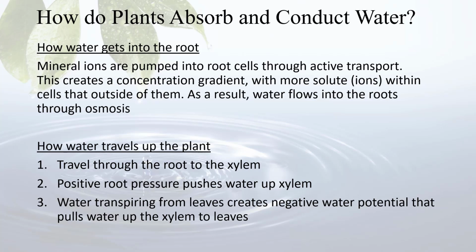Now, once it's in the root, that water makes its way to the xylem. And then there's a little bit of positive root pressure. So just the pressure of water in the soil and then flowing into the plant is going to create some positive pressure. Think of a hose that's going to push some of that water up into the xylem. And then the remaining way that the water is going to travel up the plant is through a negative water potential that is created from the transpiration of water from the leaves. When we talk about transpiration, all that means is the evaporation of water from the leaves. And we're going to look at that now.